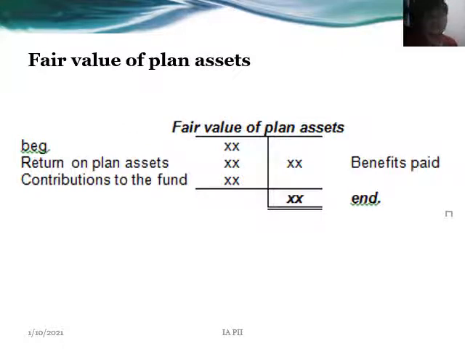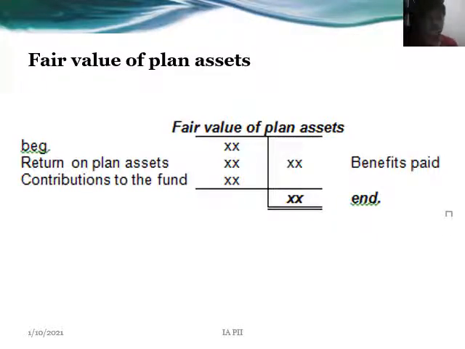Likewise, meron din tayong illustration kung paano i-compute yung ending balance naman ng future value of plan assets. So, this is an asset. So, ibig sabihin, yung beginning balance niya nasa debit naman. So, we start sa debit. The beginning balance niya, then, idadagdag mo yung return on plan assets, yung kinita ng assets, and then, idadagdag mo yung contribution to the fund. So, pag naintindihan mo ito, more or less, hindi ka na mahihirapan sa entry natin later sa application.